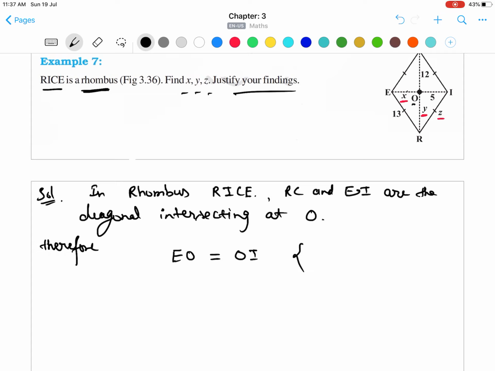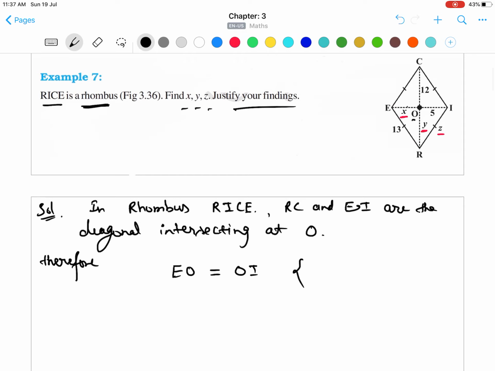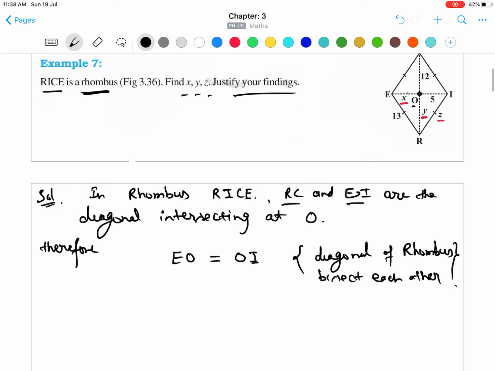Why are they equal? Because we'll write the reason here, which says the diagonals of a rhombus bisect each other. That's why they are equal, because this diagonal RC is dividing EI into two equal parts. That means EO will be equals to OI. So EO is given here as x and OI is given which is 5. So the x is equals to 5. Out of this expression we have calculated the x.